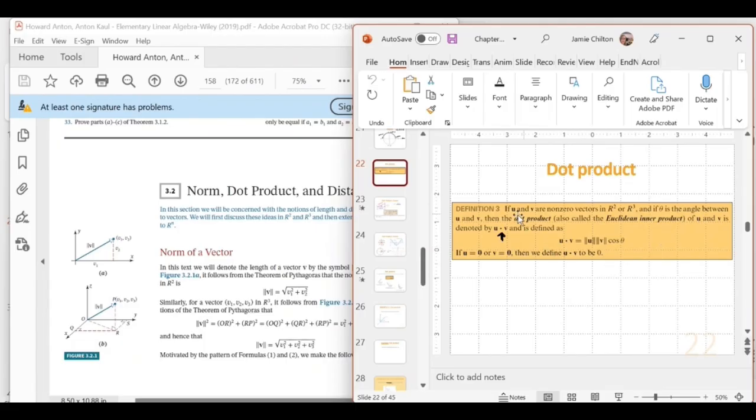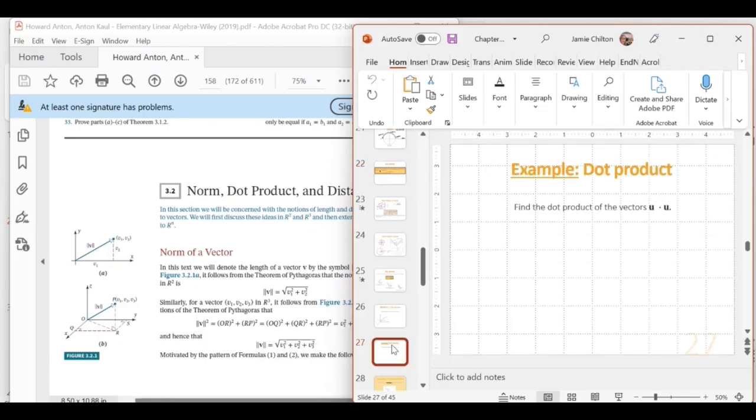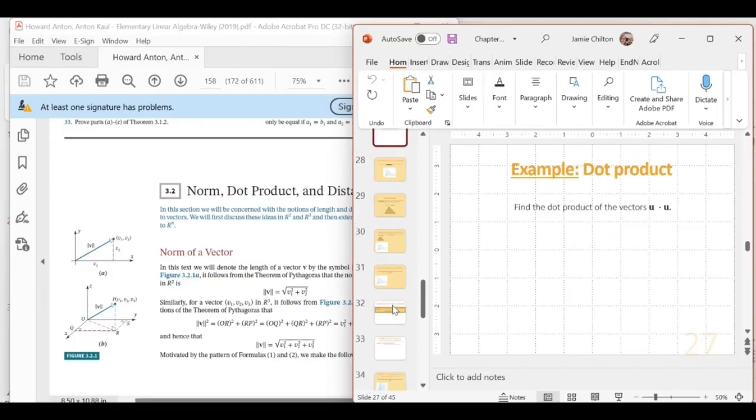So here it is, definition 3, you're going to want to check this out. If you have non-zero vectors u and v in R2 or R3, and you have this angle between them, then the dot product, which we also call the Euclidean inner product, of u and v is defined as the norm of u times the norm of v times the cosine of the angle between them. So this is another way you can take the dot product for 2D and 3D vectors that are non-zero. Okay, so let's move on down here.